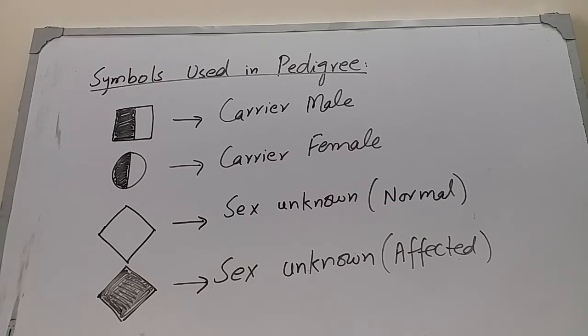A third one is the diamond symbol. If it is unshaded, it's clear. It means the sex of the person is unknown and he or she is normal. And if the diamond is fully shaded, it means he or she is affected.